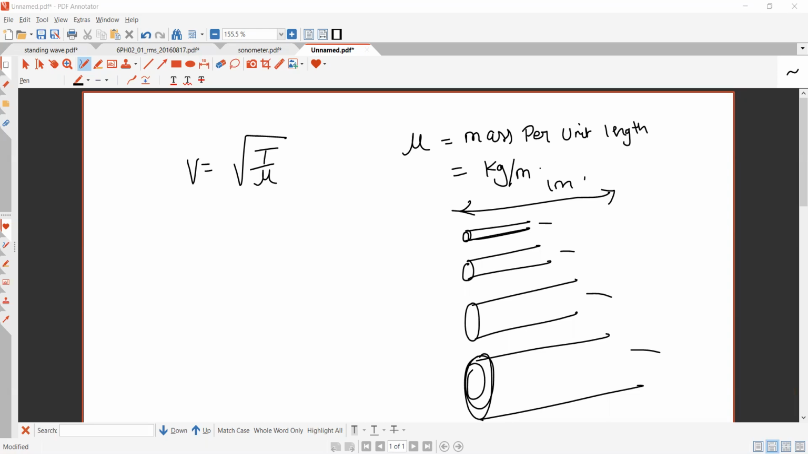Suddenly, what did this mean? Everybody is here, na? So suddenly what happened? Okay, so you understood, na? All of you? Mu means mass per unit length.